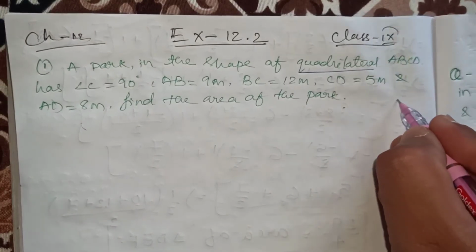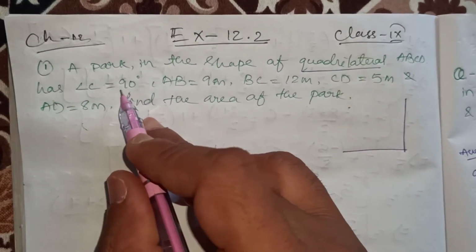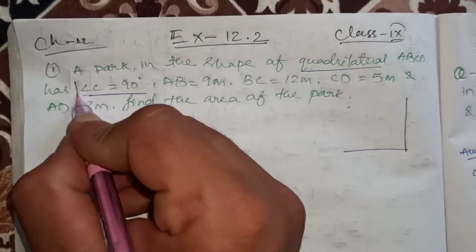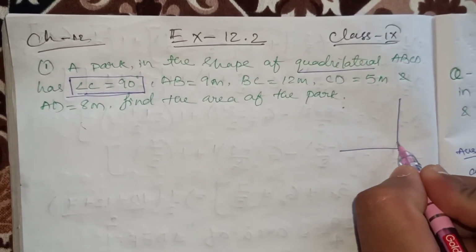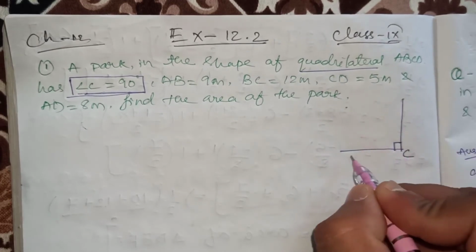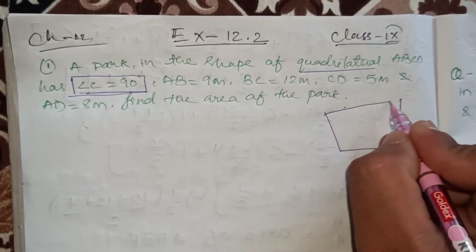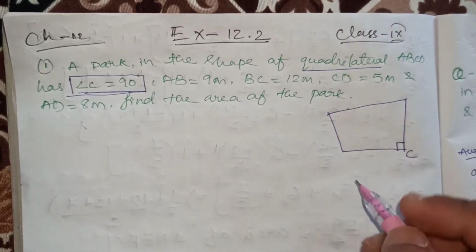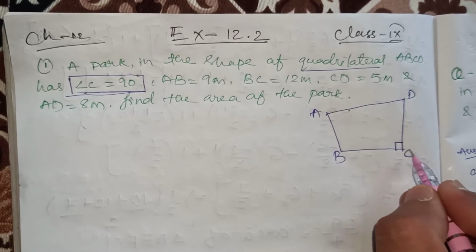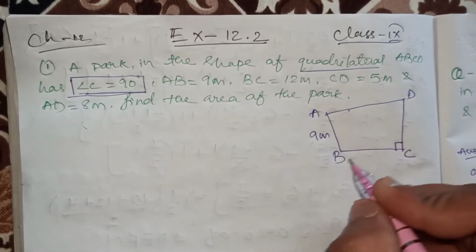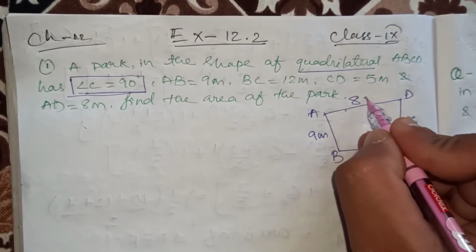So there is a park in the form of a quadrilateral, but remember that one of its angles is given as 90 degrees. This is the important part you have to see when you are reading the question. That's why I have drawn this line in the shape of an L, 90 degrees. Now we can join like this. So this became a quadrilateral, and we name it A, B, C and D, as this angle C is 90 degrees. AB is 9 meter, BC is 12 meter, CD is 5 meter and AD is 8 meter.